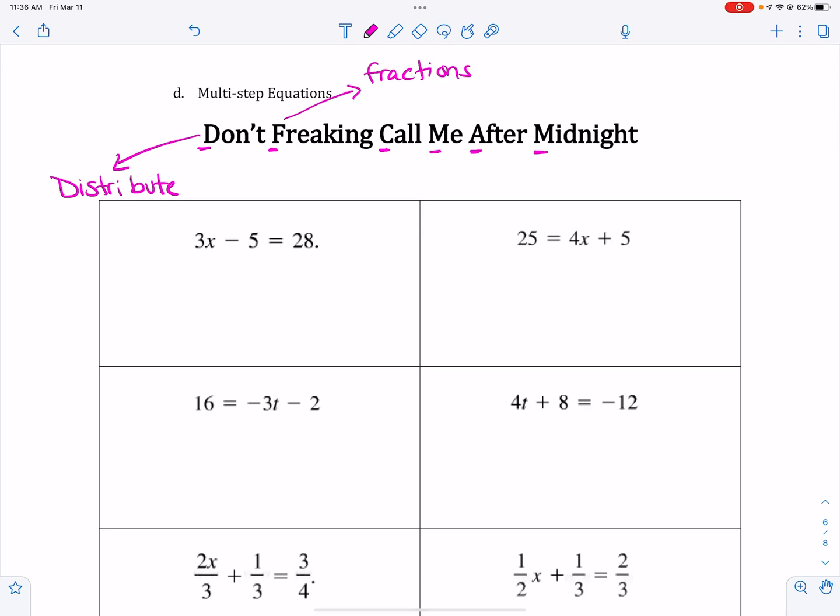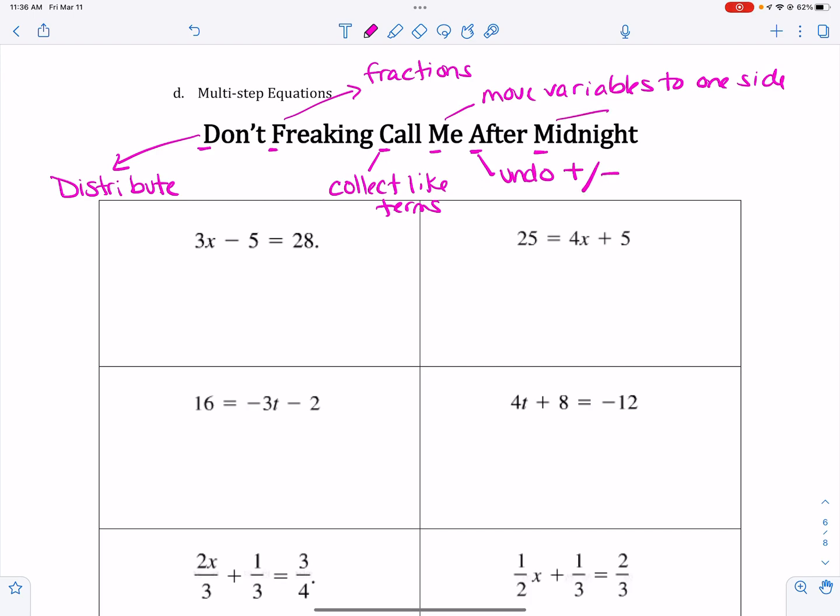The F stands for fractions. If we have fractions, we're going to clear those. The C means we're going to collect like terms. The M means we're going to move variables to one side. The A means we're going to undo addition or subtraction. And the M means we're going to undo multiplication or division. Now, not every problem will have all of these steps, okay?